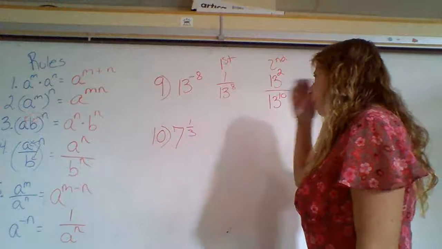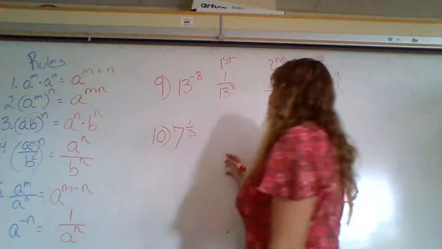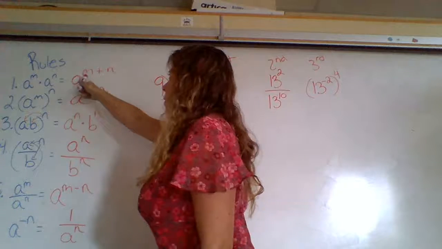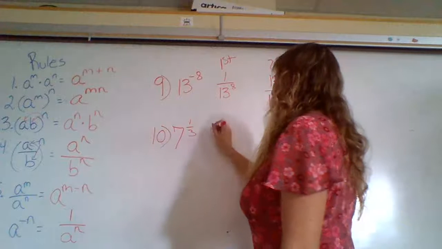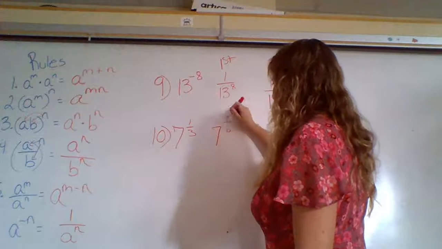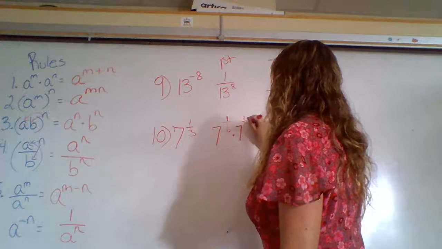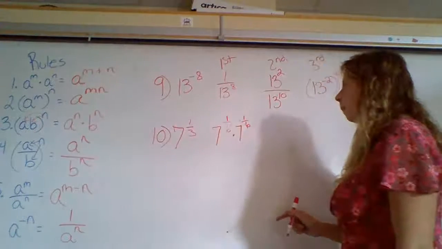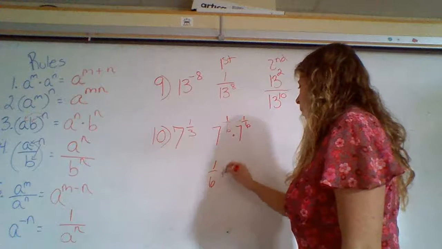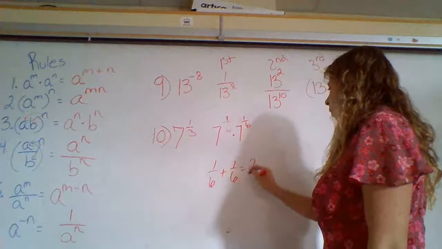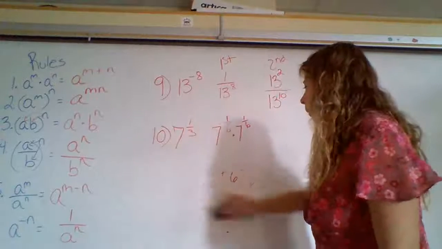So 7 to the 1/3, break it down using your exponent rules, right? I like to use the first one, that just pops into my brain first. So what 2 numbers add together will give me 1/3? 7 to the 1/6, times 7 to the 1/6, right? If you add those together, you will in fact get 1/3. 1/6 plus 1/6 equals 2/6, and then you could reduce that by dividing by 2, which will give you the 1/3. Okay.